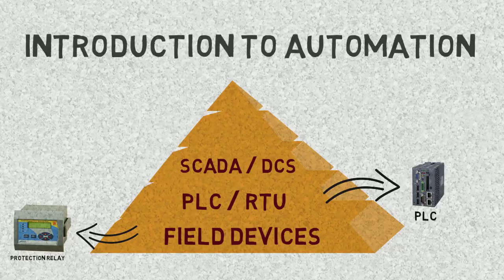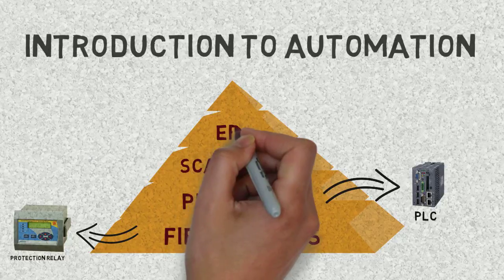Then comes the layer of SCADA or DCS. SCADA stands for Supervisory Control and Data Acquisition and DCS stands for Distributed Control System. What exactly these systems are will be dealt with in detail in the further part of the presentation.